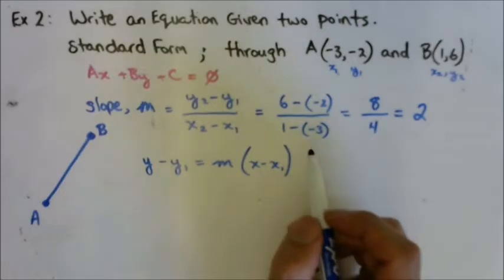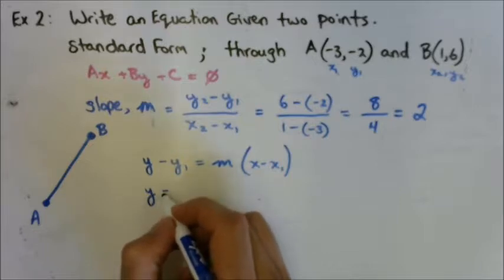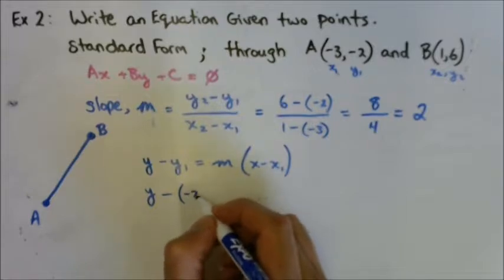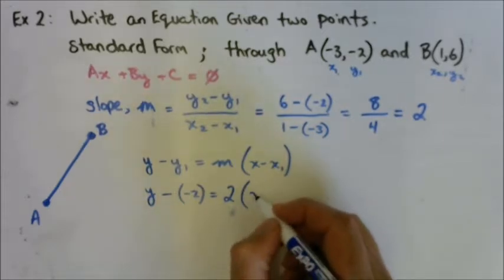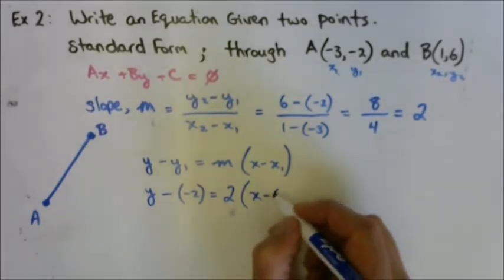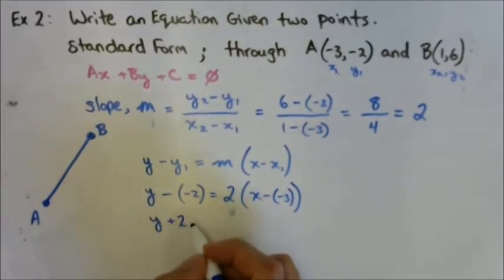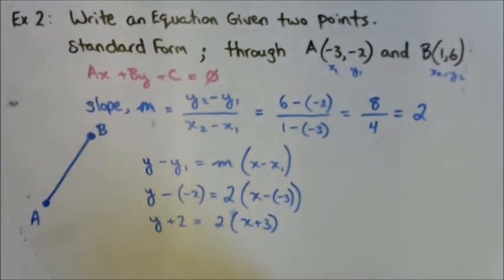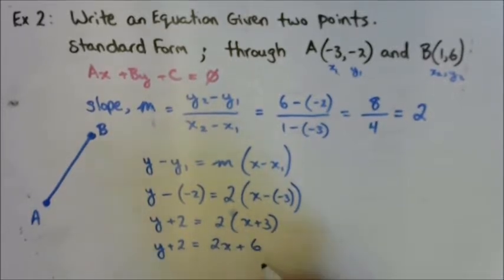And I'm going to sub in some things that I know. I can use A or B because they're both on the line. I'm going to use A. So I've got y minus negative 2 is equal to slope, which is 2, times x minus x1, which is negative 3. Let's do some algebra on here. We get y plus 2 equals 2 times x plus 3 in brackets. We'll distribute the right side. That's 2 times x is 2x, plus 2 times 3 is 6.